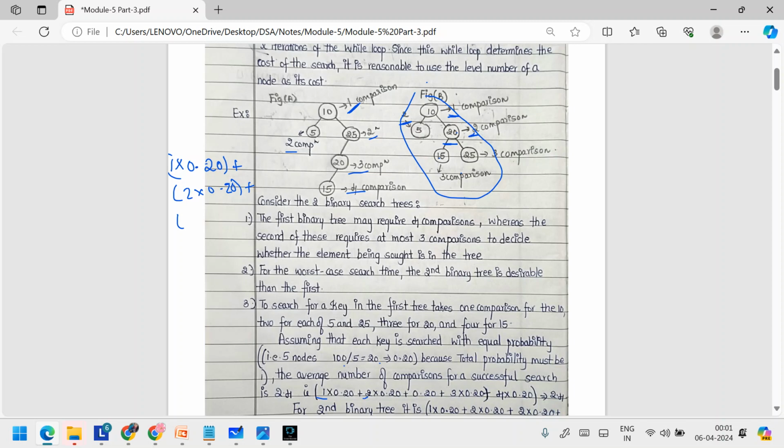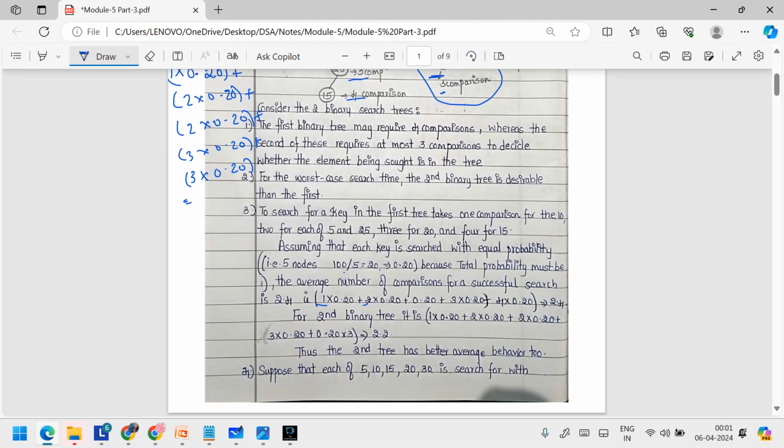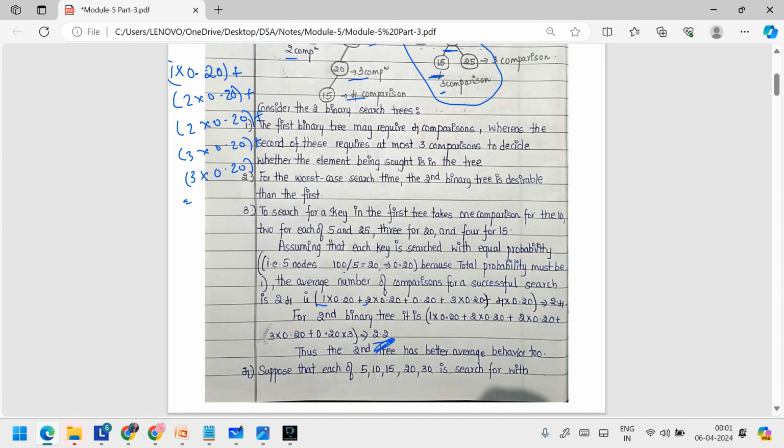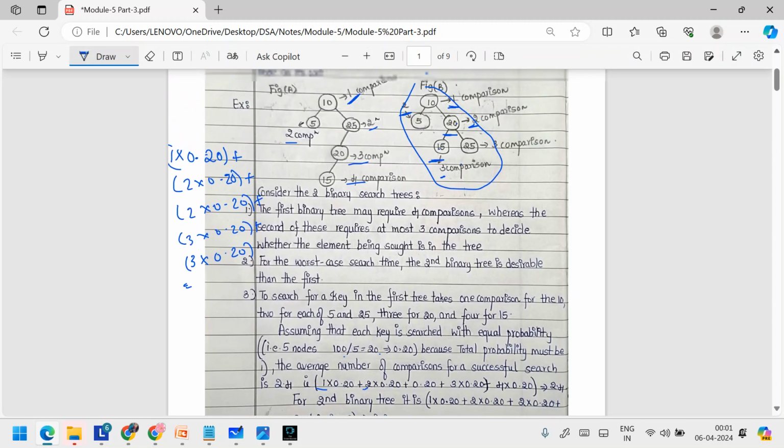The number of comparisons is 2, so 2 into 0.20, plus 15. 15 has 3 comparisons, so it is 3 into 0.20, plus the next one, 25, also 3 comparisons. So it is like this. The result I am getting is, I have done it over here, 2.4, no, 2.2.